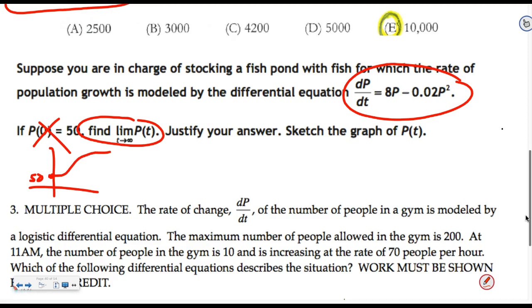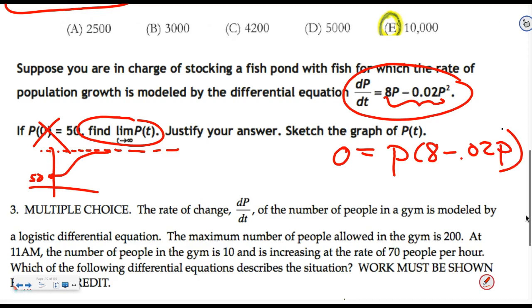You might say, that's not in the logistic form. No, and you could choose to try to put it in that form if that's what you get, but I'm going to tell you that this limit will be achieved when the derivative equals 0. So all I need to know is where a function equals 0. To figure out where a function equals 0, I factor it. I'm just going to pull a p out and go, it's 8 minus 0.02p. That has to be 0 at the carrying capacity.